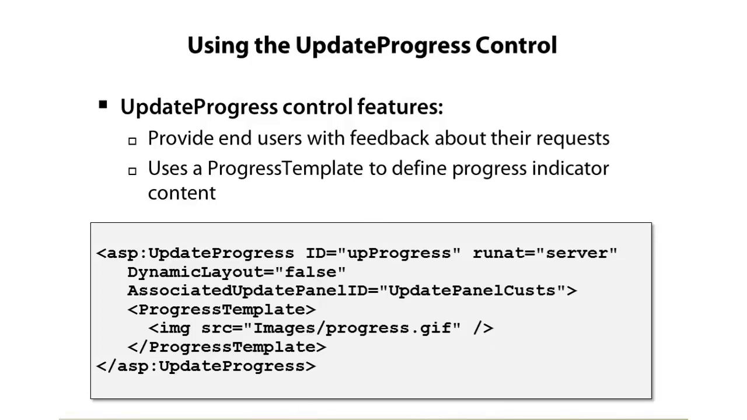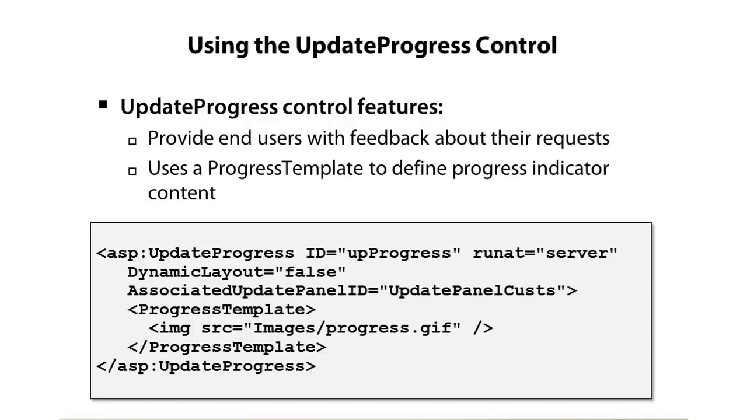So this is something you can drag on from the toolbox. You can either have it take up space in the page. Dynamic layout true would mean that it dynamically injects this as it needs to display, or you can have it false, where if you put an image that's maybe 50 pixels tall, it'll take up those 50 pixels, even if it's not showing. Now, if you put this inside of an update panel, it will automatically trigger and show whatever's in the progress template here, in this case this progress.gif, when the update panel itself triggers an AJAX call.